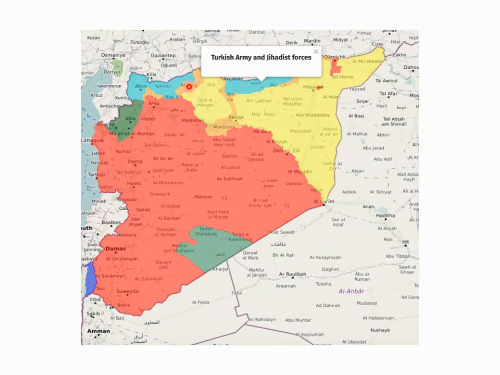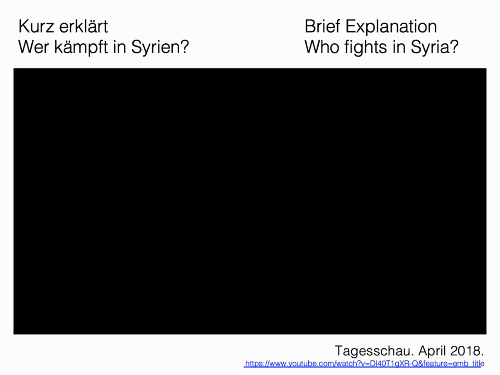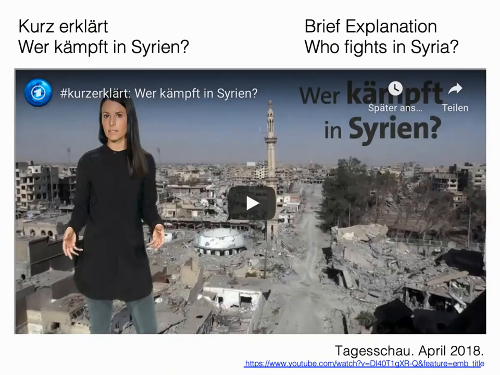On top of that, the turquoise area is where the Turkish army and jihadist forces are in control. And again, last but not least, the Golan Heights of Syria are under Israeli control. So let's have a look who fights whom in Syria.